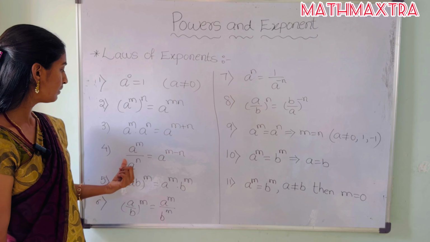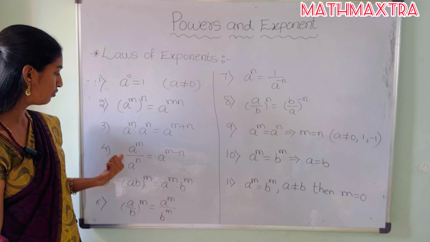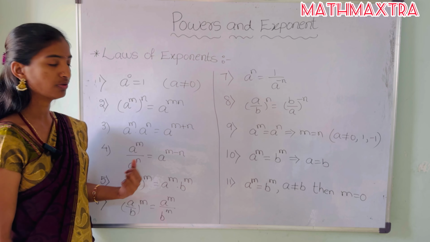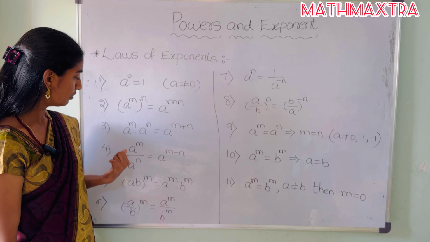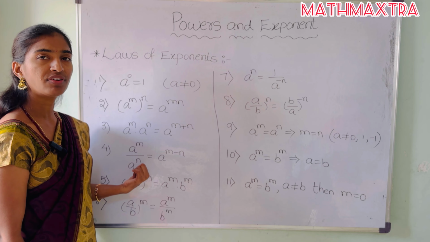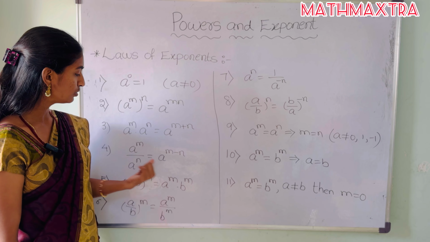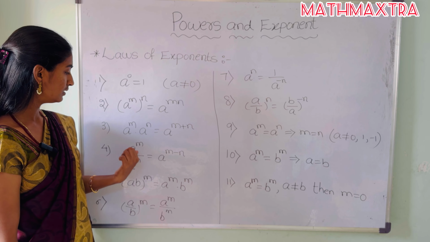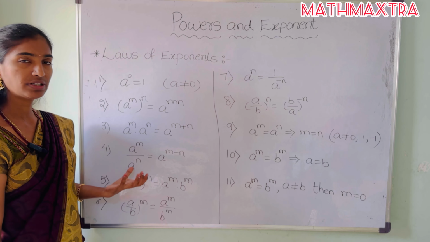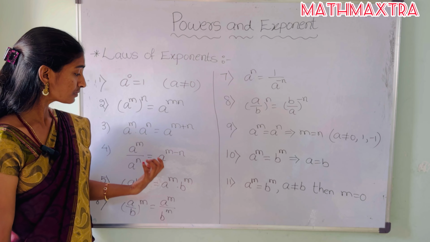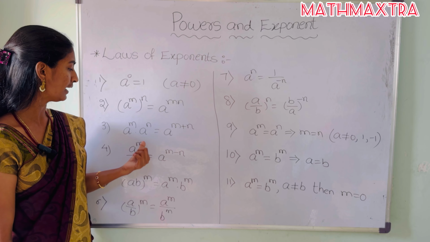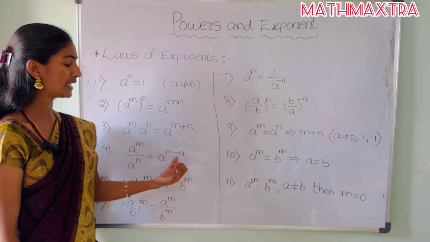Okay. And similarly, when you move to the fourth law, a to the power of m divided by a to the power of n. See, here also the bases are the same and the powers are different. When we get a division symbol between these two, we have to subtract the exponents, so it is a to the power of m minus n.